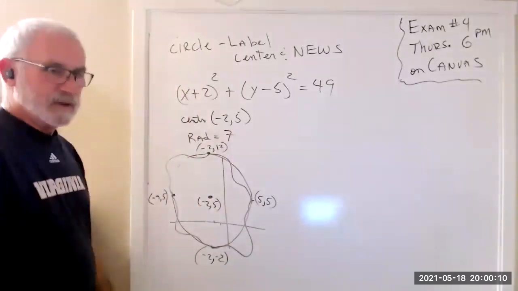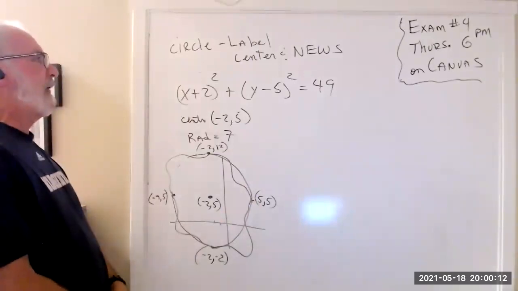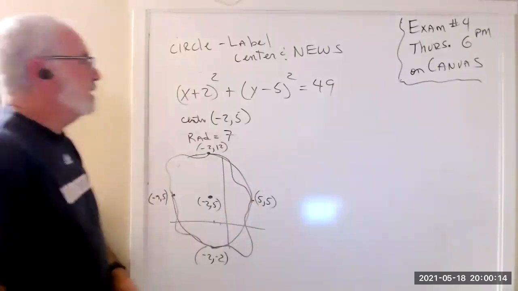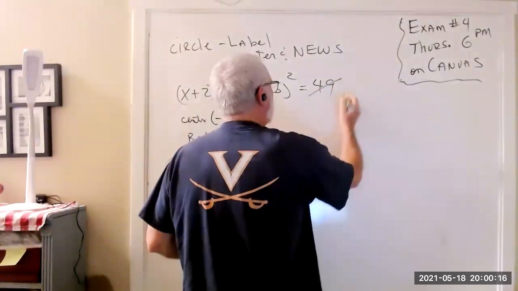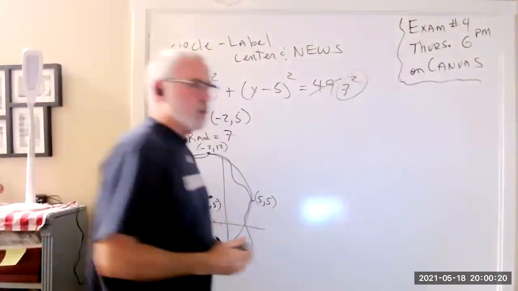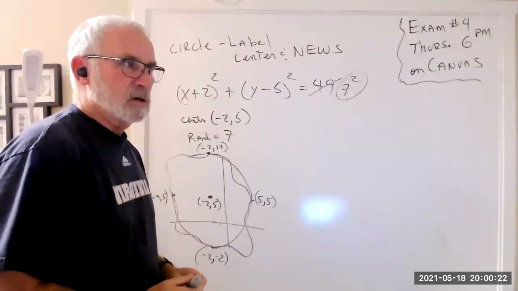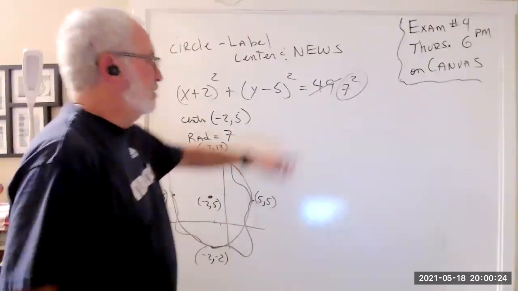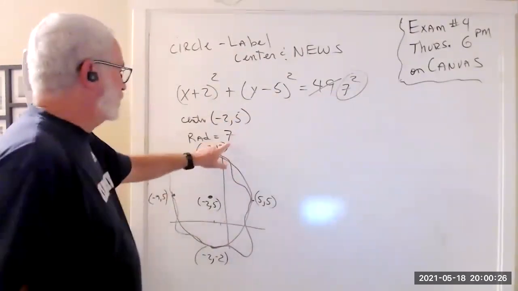Is there a relationship between the 49 and the radius of 7? Oh, yeah, it is. This has to be rewritten as 7 squared. Just for clarification. Yeah, the radius is 7.